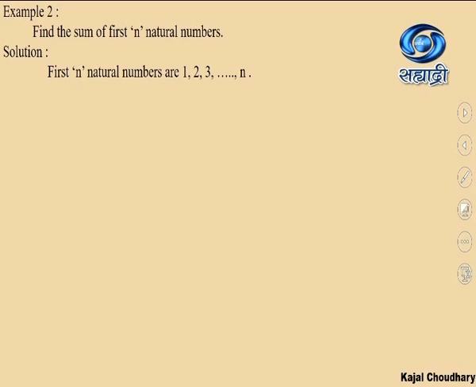And as we do not know what is going to be the last natural number, we will represent it by n. Now, what is the value of a here? It will be 1. And what will be the value of d? You can find the difference. It is coming out to be 1 again. And your nth term is n. So, we have to find the sum of the first n natural numbers, and if we do not know the exact value of n, your sum is going to be in terms of n itself.